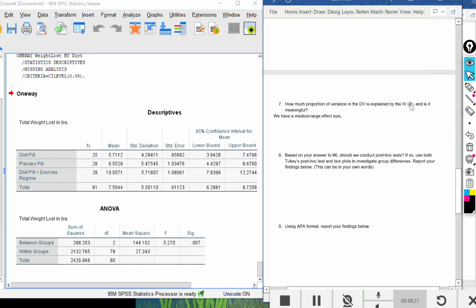Eta square. Just try to copy and paste that. Eta square equals 0.11.